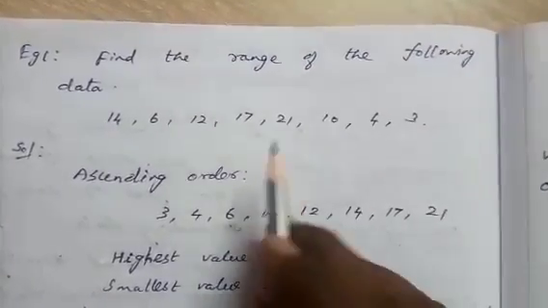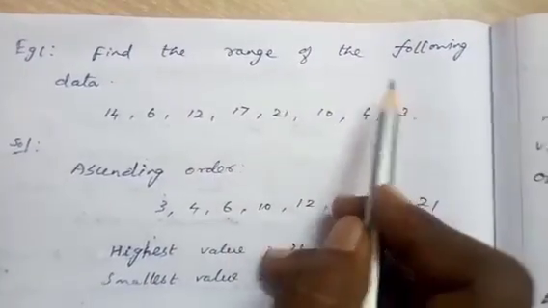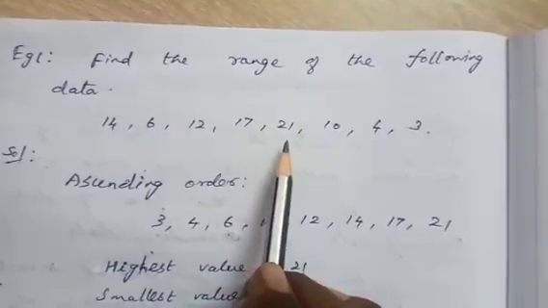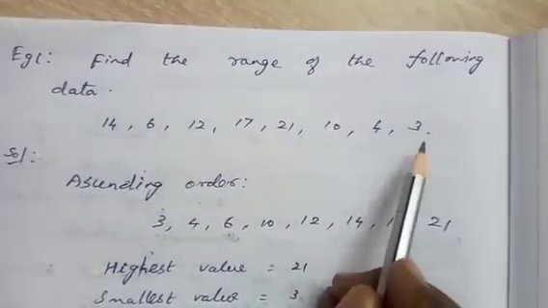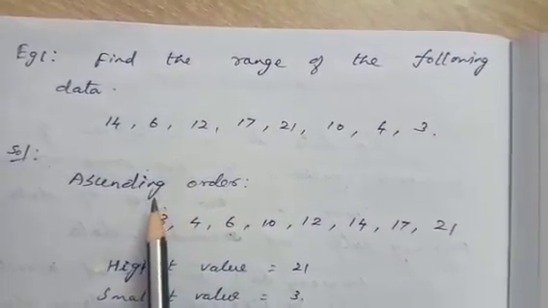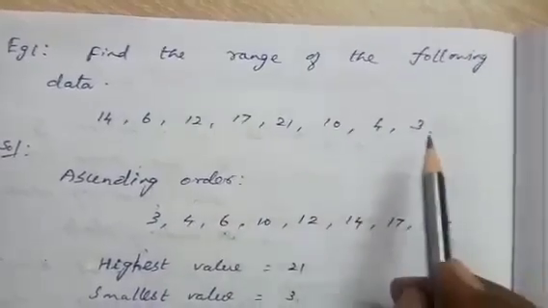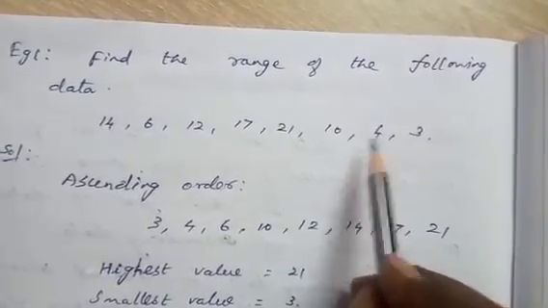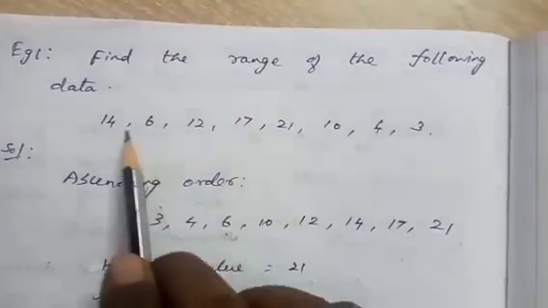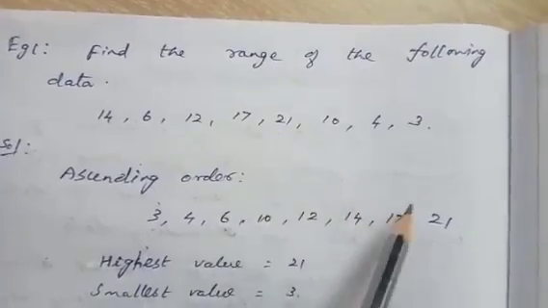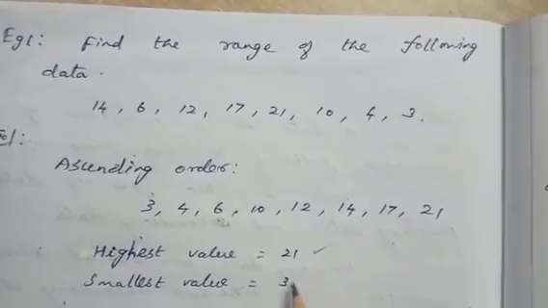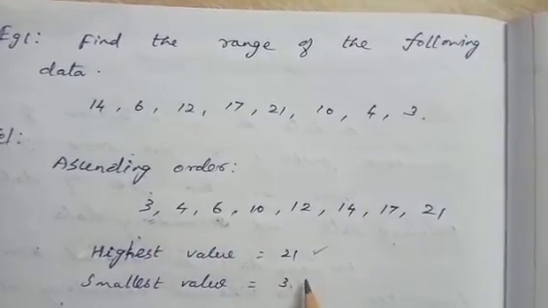See the example of range. Find the range of the following data: 14, 6, 12, 17, 21, 10, 4 and 3. First we have to write the data in ascending order. Ascending order means smallest number to biggest number. So the smallest number is 3, then 4, 6, 10, 12, 14, 17 and 21. In the given data, the highest value is 21 and the smallest value is 3.